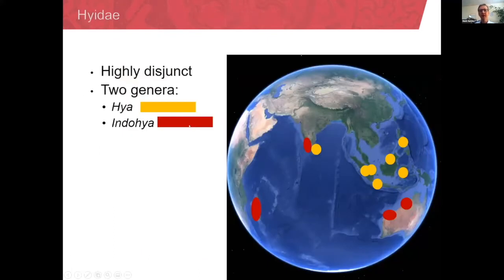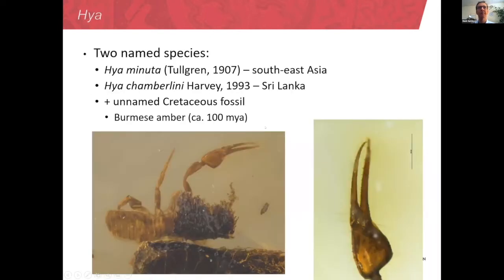But the family I'm going to talk about today is a relatively small family. It's known as Hyidae. There are only two genera. There's the genus Hya, which occurs in Southeast Asia and in Sri Lanka. And there's also a genus called Indohya that was first described from the Western Ghats in India. It's also a species known from Madagascar, and they're also quite diverse in northwestern Australia, and that's what I'll be talking about for the rest of this talk.